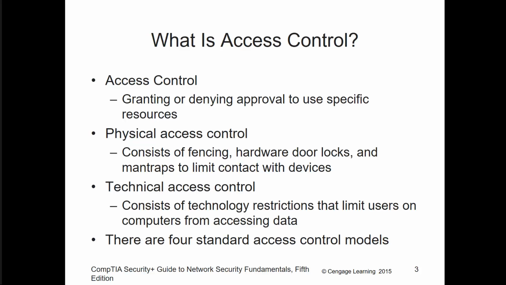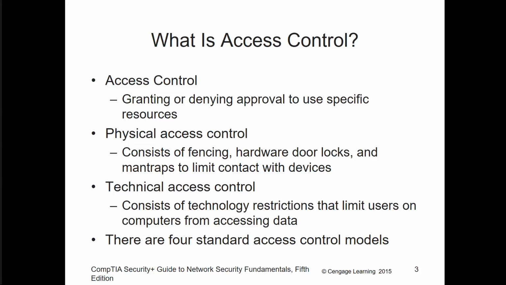Physical access controls will be things like fences, hardware locks, man traps, things like that. Technical or logical controls will consist of technology restrictions that limit users on a device from accessing specific types of data. There are 4 standard access control models, which we will discuss shortly.